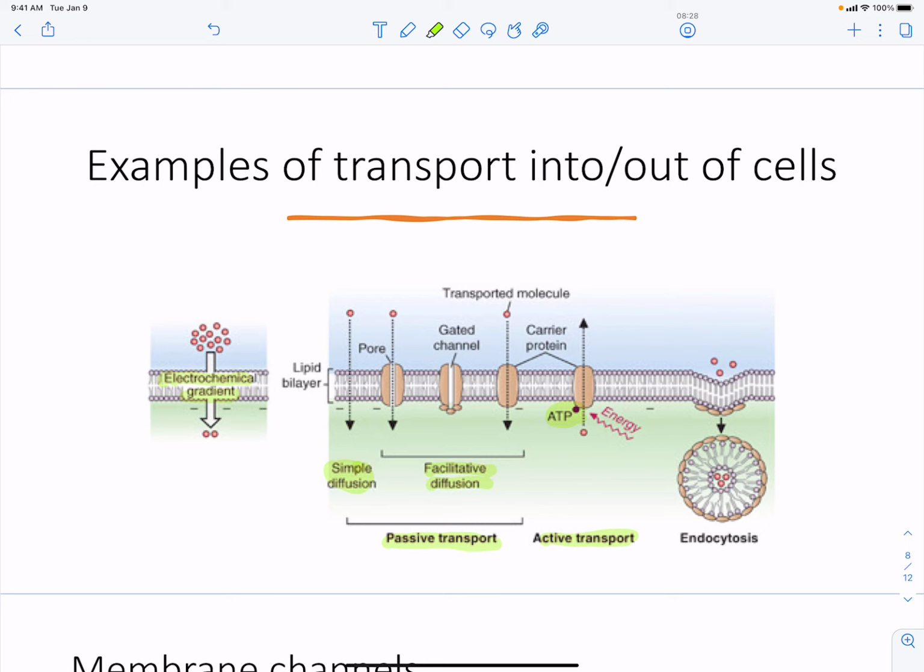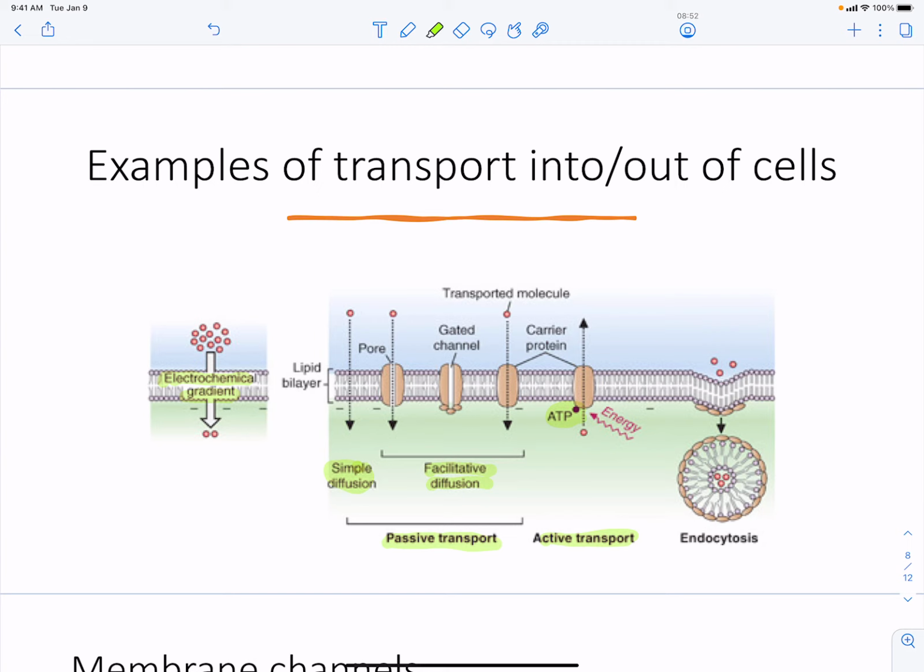Sometimes facilitative diffusion gets confused with our active transports because in some cases there is some ATP needed, but once you open the channel, it's a flood of things coming in, and so you don't need that much ATP in order to get the gate open. And so those types of transporters are typically going to fall under facilitative diffusion.